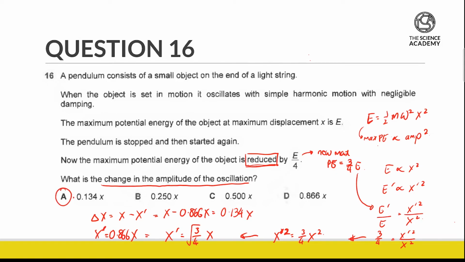Bear in mind that this question has two tricks. The first trick is the "reduced by E over 4", and the second trick is the change in the amplitude of oscillation.